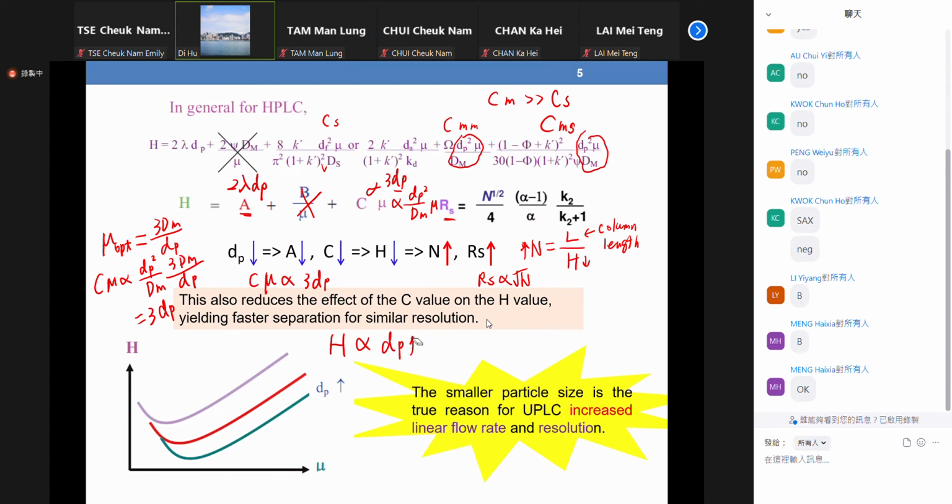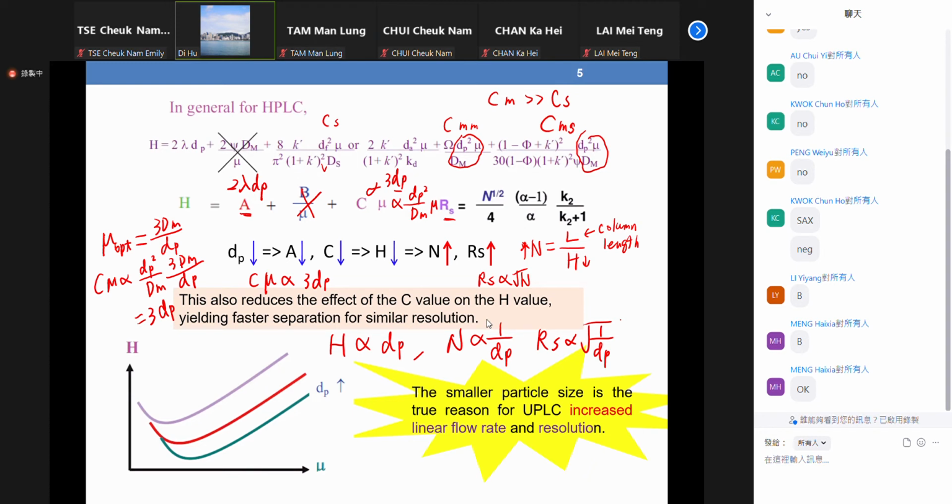When dp decreases, h decreases, right? So that's why we get this one. And n is proportional to what? Now n is proportional to 1 over dp. So that means when dp decreases, n increases, right? And that's why. So resolution is proportional to what? To the square root of 1 over dp.